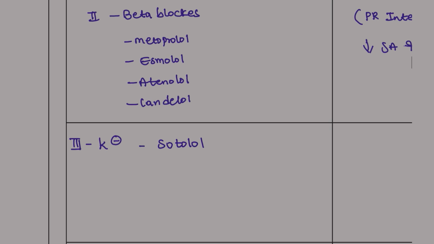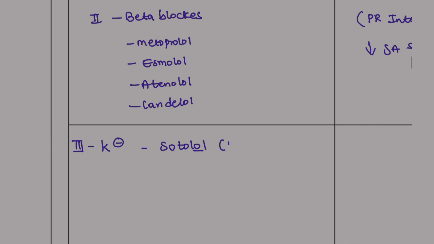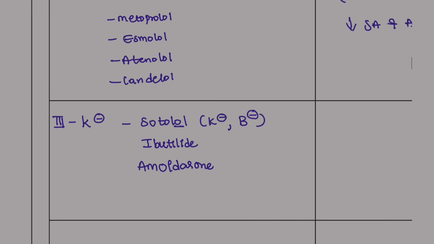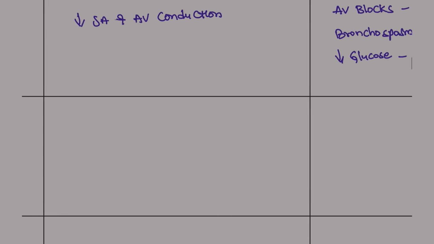Next, class 3 drugs. What is the mechanism of class 3, guys? Class 3 is the potassium channel blocker, right? Class 3 is the potassium channel blocker. The common drug is sotalol. You might think all the -lols are beta blockers, but sotalol has a special effect. It blocks the potassium channel, and it also blocks the beta receptor. So that is the specialty of sotalol. One of the other examples is ibutilide, okay, ibutilide and also amiodarone. So the third class of drugs, as I said, acts on the potassium channel.